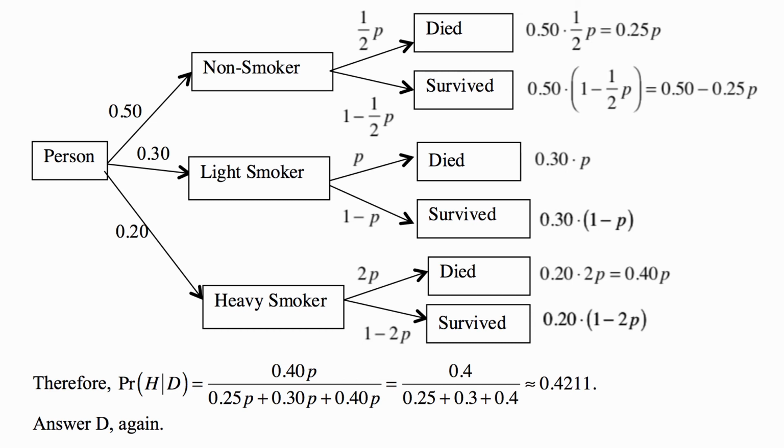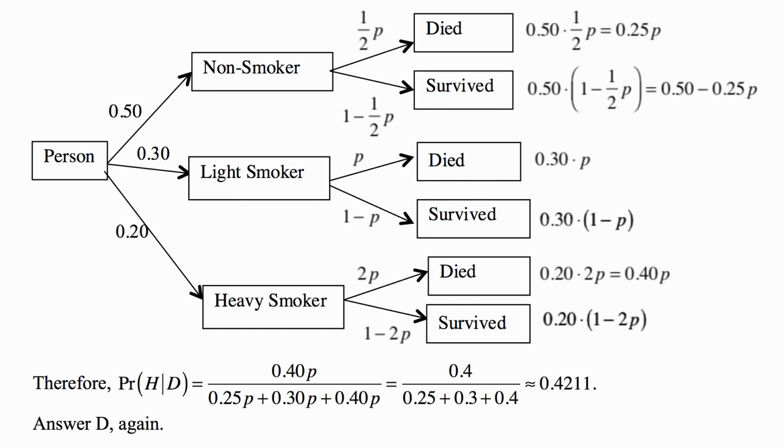So we took the probability of dying, given the person is a light smoker, as a baseline, and we call it P. Then the probability of dying given a non-smoker is 1/2 P. And then the probability of surviving is 1 minus the probability of dying. And the probability of dying for a heavy smoker is 2P, and the probability of surviving given the person is a heavy smoker is 1 minus 2P.